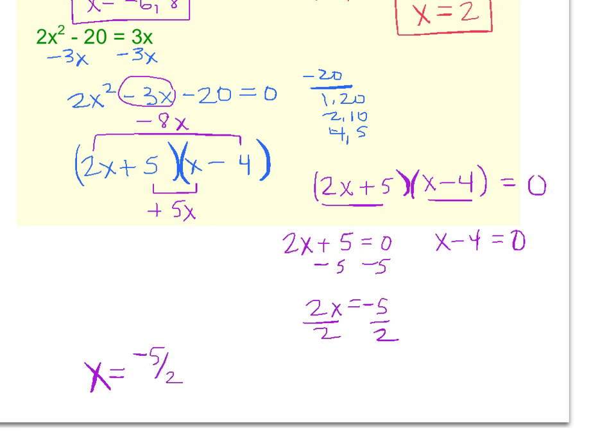And then we'll take the other equation and solve for x. And on that one we're going to get a positive 4. So x equals a negative 5 halves and a positive 4.